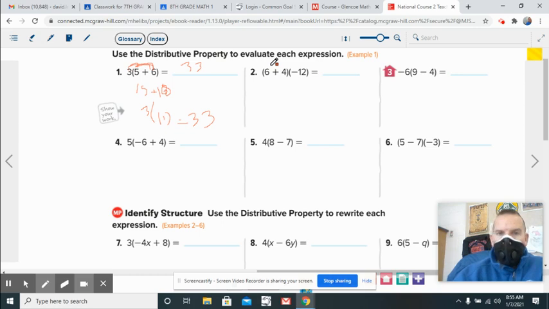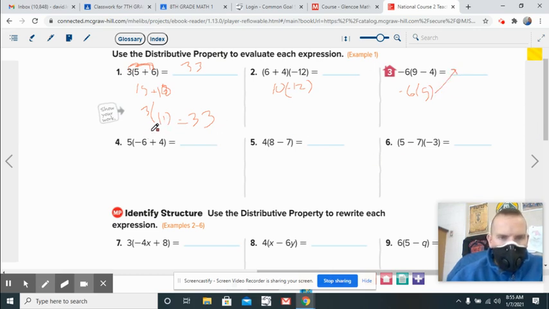Again, we can combine like terms here. 6 plus 4 is 10. Now we do 10 times -12 to get our answer. 9 minus 4 is 5. We can take -6 times 5. Notice how I'm showing my work. And write my answer up here.